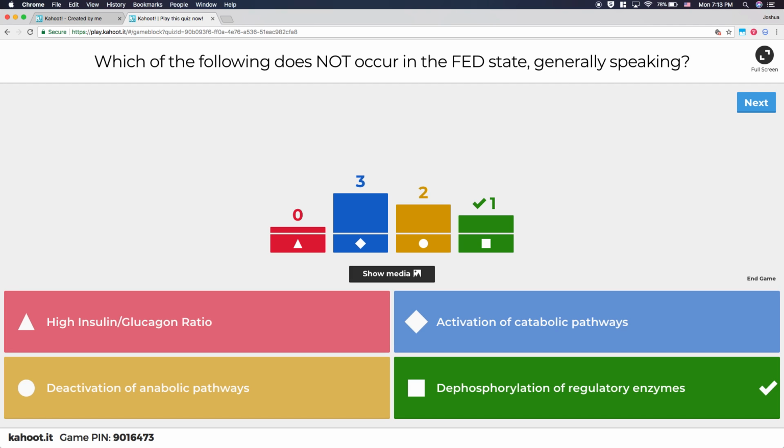So only one of them predominates at certain points. Catabolic is like fuel oxidation and detoxification. Let me show you.